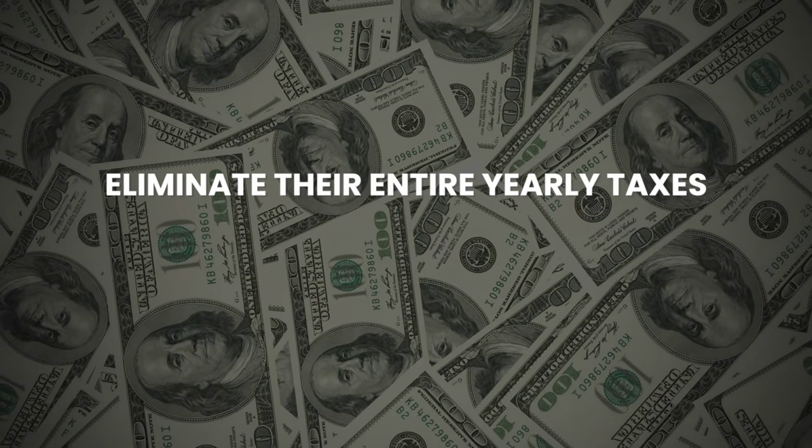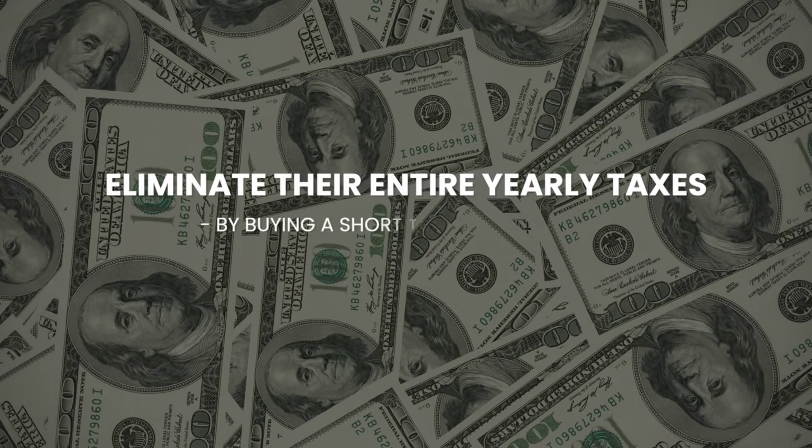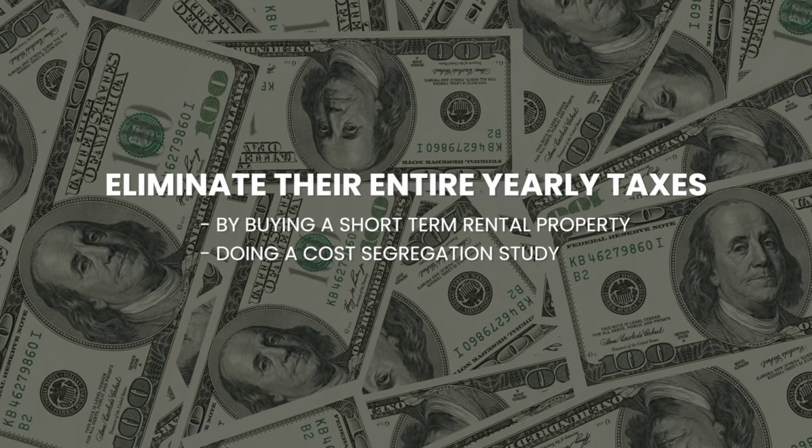I'm not gonna get into a long discussion about this in this video, but short-term rental properties typically can do what's known as a cost segregation study for the owner. So without totally botching this, bottom line is a short-term rental property would allow you to write off a very significant amount of taxes. Let me just put it this way. People making $100,000 to $300,000 a year in their W-2s can quite literally eliminate their entire yearly taxes by buying a short-term rental property and doing a cost segregation study. It's that significant, but you can only do that one time.